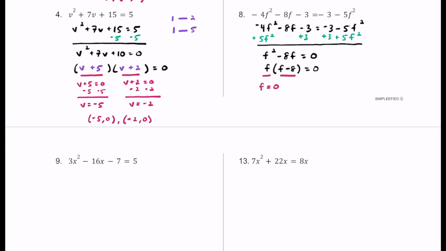And what makes the inside here equal to 0? That'd be if f was equal to positive 8. Okay, so our two solutions here are going to be 0, 0. So the origin is going to be where one of the x-intercepts is, and the other one's going to be 8 comma 0. Okay, so these ones are actually maybe a little less work. You don't have to factor the trinomial.